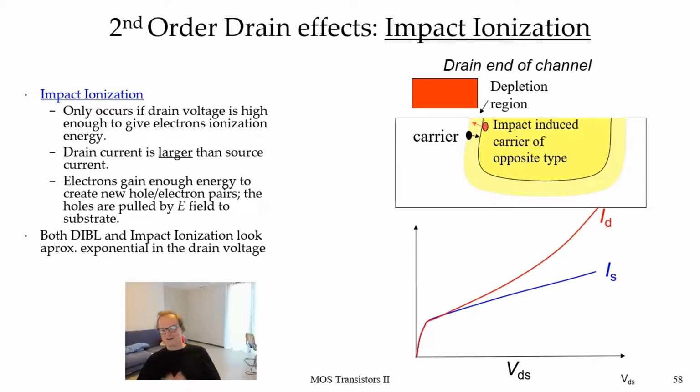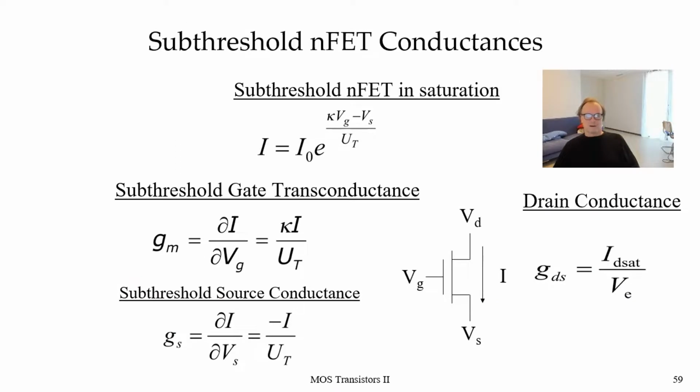Okay, that's all I'm going to tell you about above threshold transistor effects. Now, the last thing I want to tell you about is conductance. This is what you use all the time in circuit calculations. So let's look at the subthreshold FET in saturation, e to the kappa Vg minus Vs over Ut, and let's compute the subthreshold gate transconductance. That's called GM, whether it's above threshold or below threshold. The gate transconductance is called GM, and it's defined as the change in drain current with gate voltage. If you differentiate I with respect to Vg here, you just get back the same exponential multiplied by kappa over Ut.